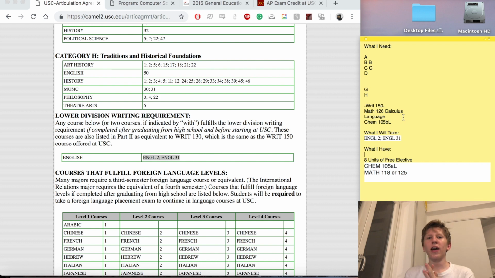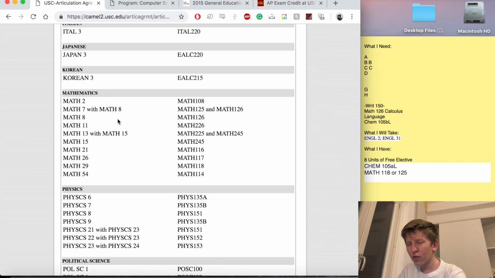The next one I'm going to worry about is calculus because I don't want to fall too far behind on my math. So I'm going to look for a calculus equivalent. They offer really high levels of math here.